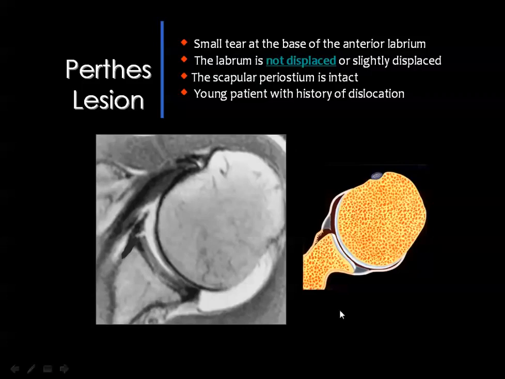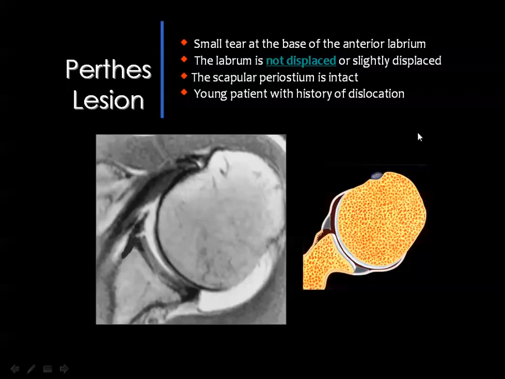Then we came to a second lesion which affects the anterior labrum, and this is known as Perthes lesion. By Perthes lesion, we mean that the base of the anterior labrum is torn, but the labrum is not displaced. Of course, the periosteum connecting the labrum to the scapula will remain intact. And this is a diagrammatic example. You see the anterior labrum is separated, it's minimally displaced, or even, as you can see here, not displaced.